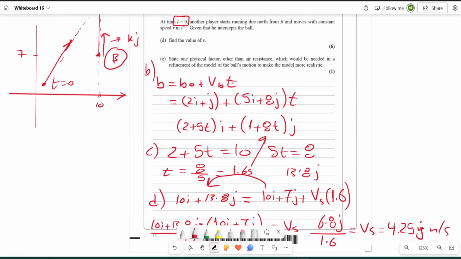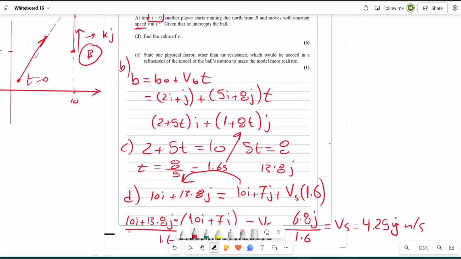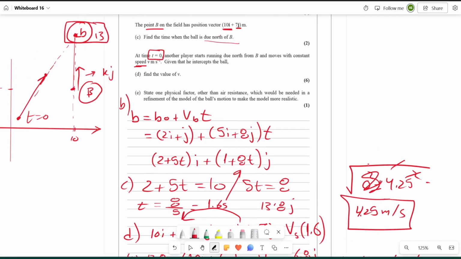And obviously the question wants the speed, not the velocity, so I need to get the magnitude of this. But since this is already 4.25j, the magnitude is also going to be 4.25. If you want to test it, you can do the same equation: 0 squared plus 4.25 squared, so this is basically 4.25 squared. Cancel, cancel. So the speed is 4.25 meters per second, and this is the answer for D.